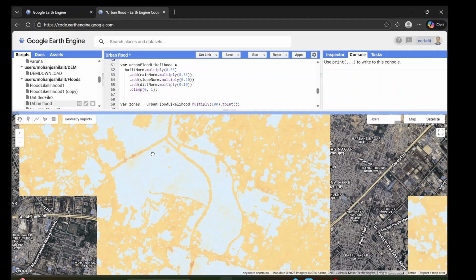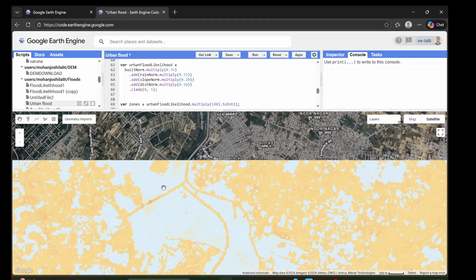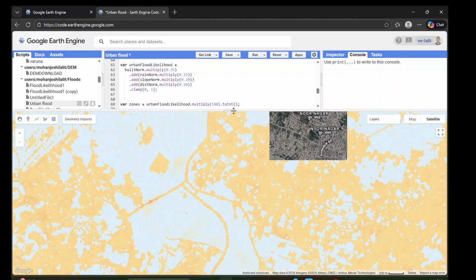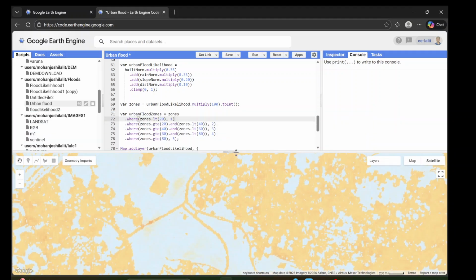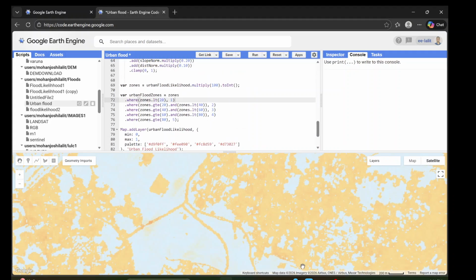We have less probability of flooding because we are talking in terms of urban flooding. So that's why I wanted to explain it to you in my video today. That is the main crux. Otherwise you can just copy paste this code and run things, right?